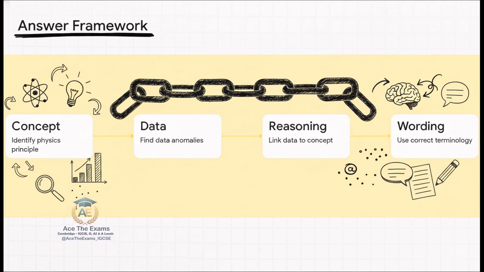Ask yourself, what is the fundamental physics principle at play? Step 2 is evidence and data. What specific numbers or anomalies are staring right at you from the source table or graph? Step 3 is scientific reasoning. How do that data and your concept actually link together? And finally, step 4 is examiner wording. Are you using the precise terminology the mark scheme actually demands? If you stick to these 4 exact steps, your answers become absolutely bulletproof.